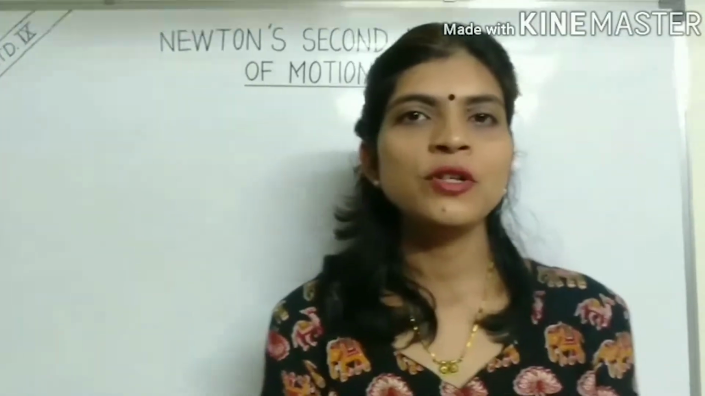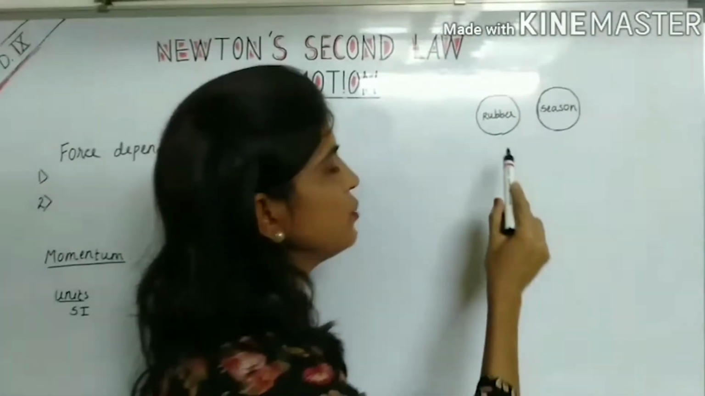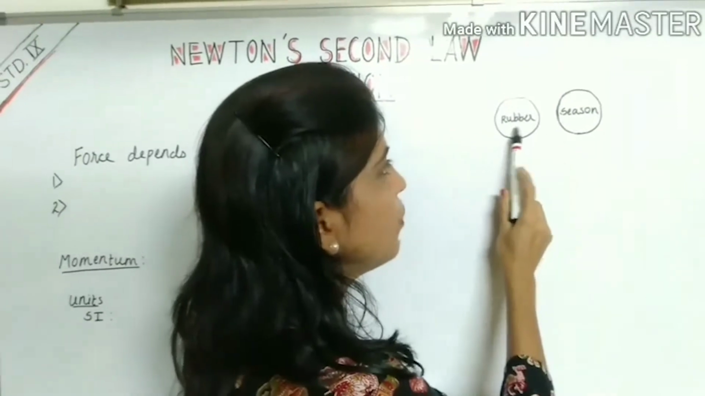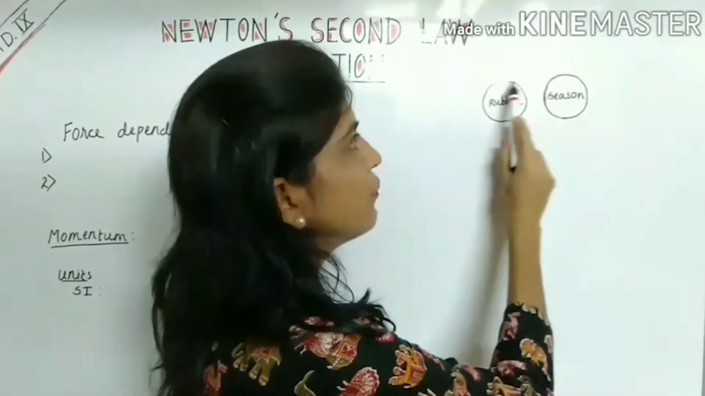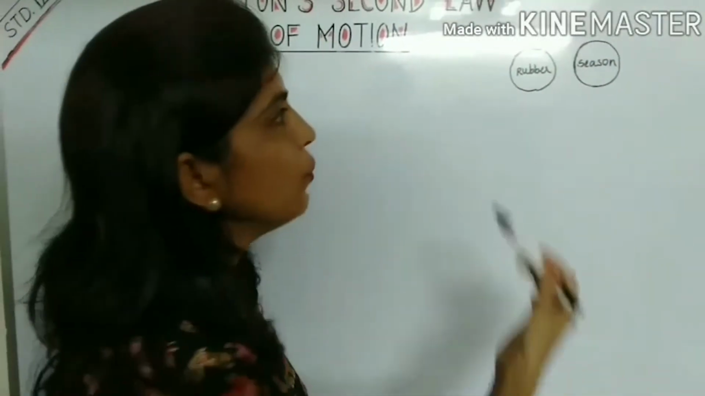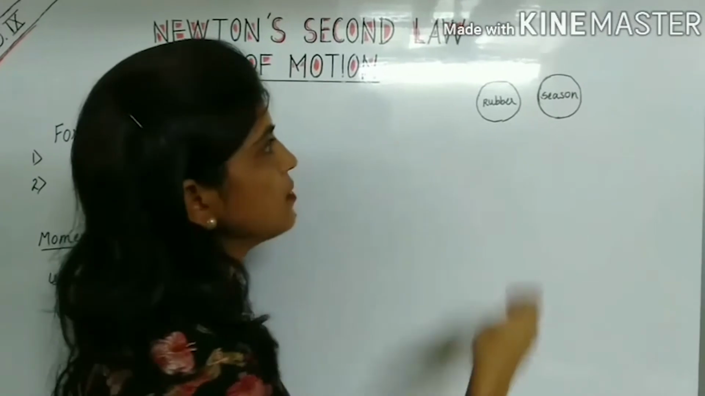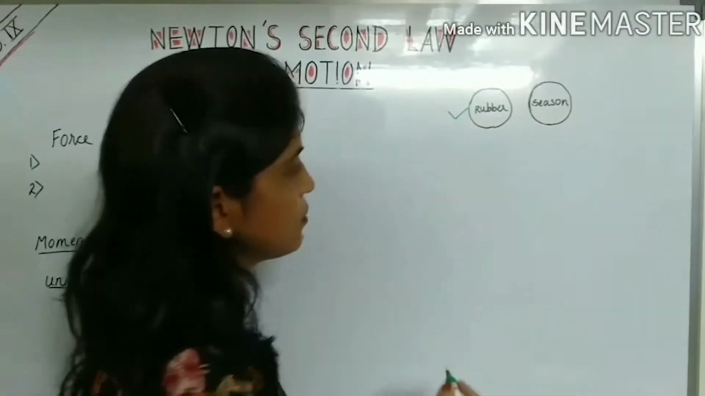Students, today we are going to learn Newton's second law of motion. But before we begin, let us understand what is momentum. Children, if you ask your friend to drop two balls, one rubber ball and one scissors ball from a certain height, and you stand down to catch it, which will be easier for you to catch? Of course, rubber ball. Why is it so?